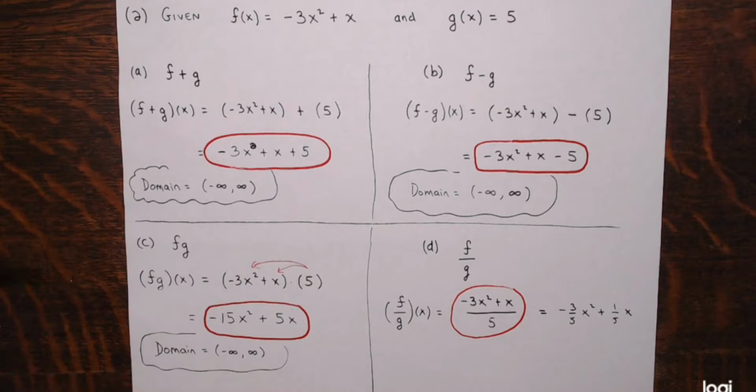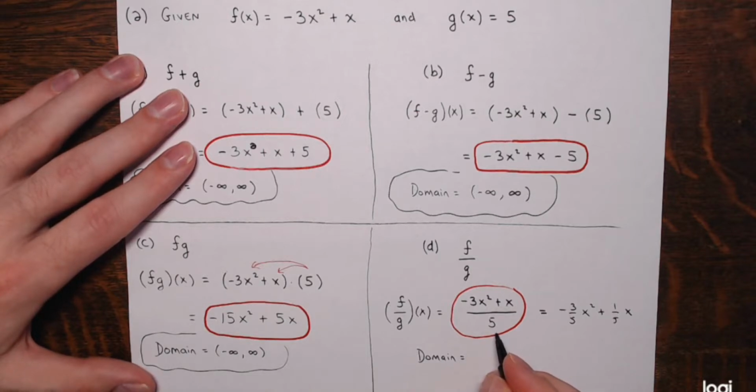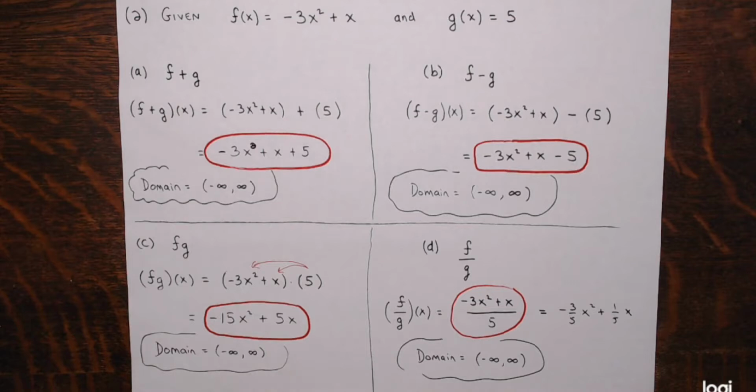And the domain is once again all real numbers, right? Because yes, there's a denominator, but it's always 5. It's never 0. So from negative infinity to infinity, once again, you can plug in anything you want for x and get a real number output. Okay. All right, next.